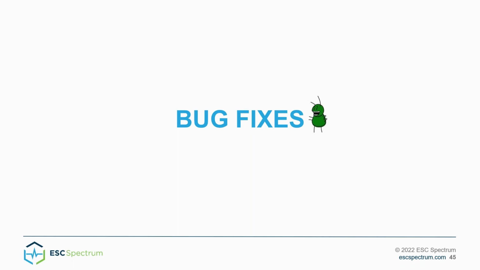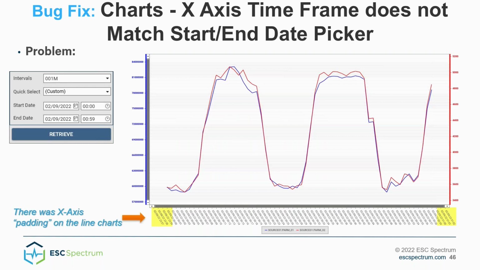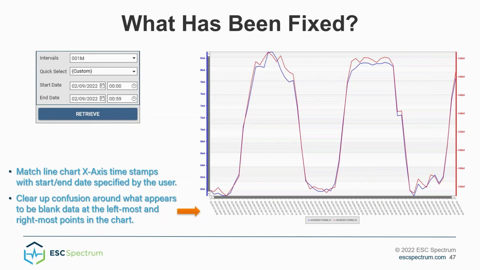Okay, let's go over the bug fixes now. In charts, there was an issue where the x-axis time frame didn't match the start and end date picker. This has been fixed in 6.18 and will hopefully clear up any confusion around what appeared to be blank data on the leftmost and rightmost points in the chart.